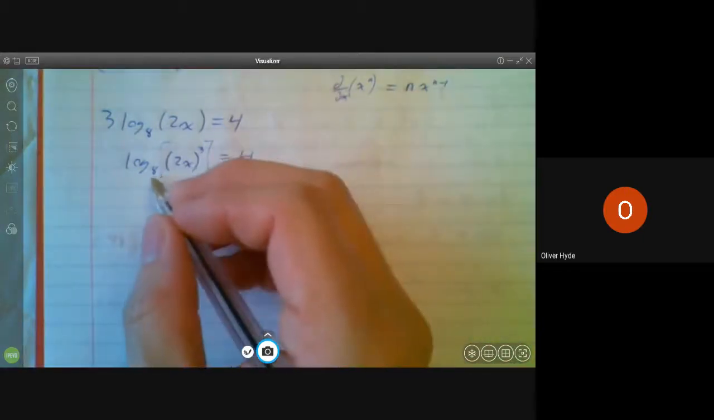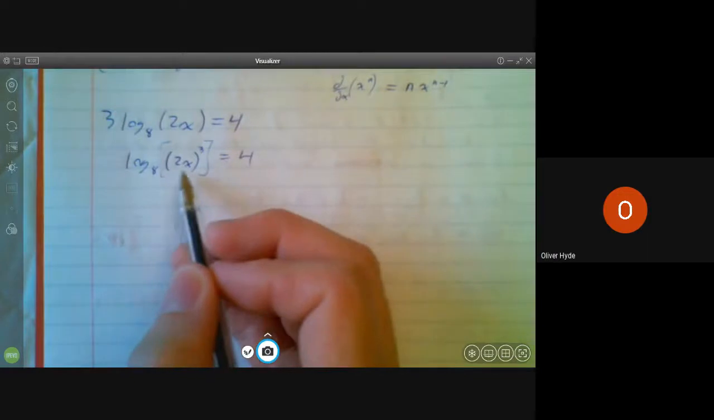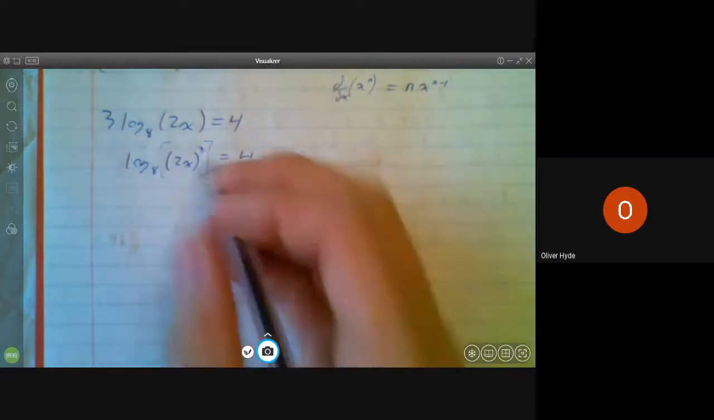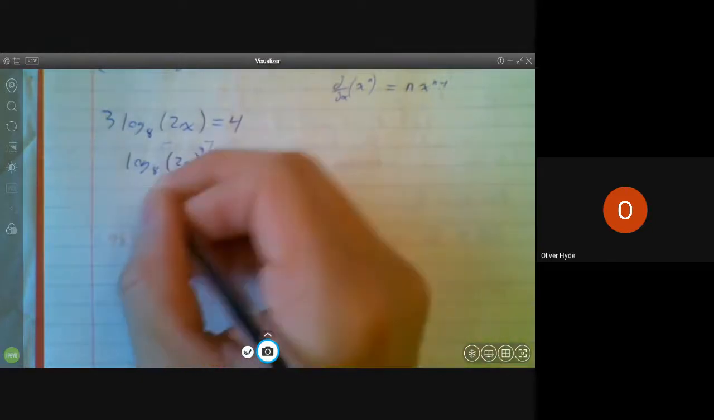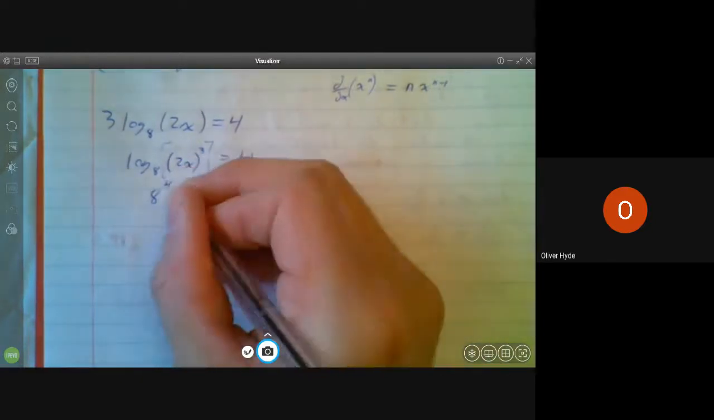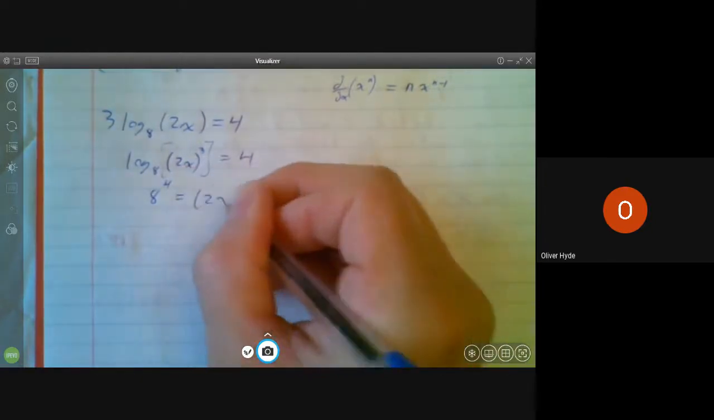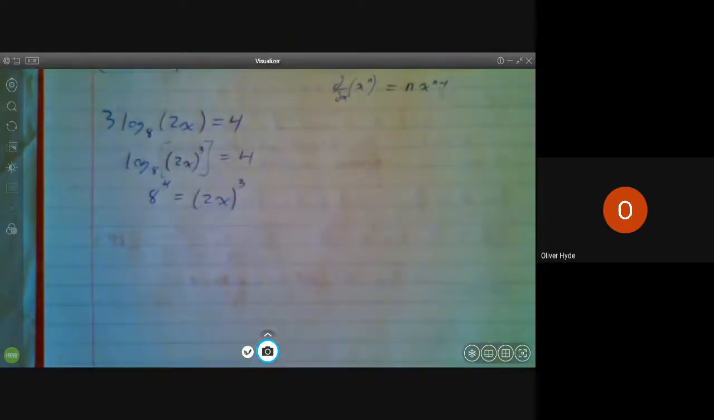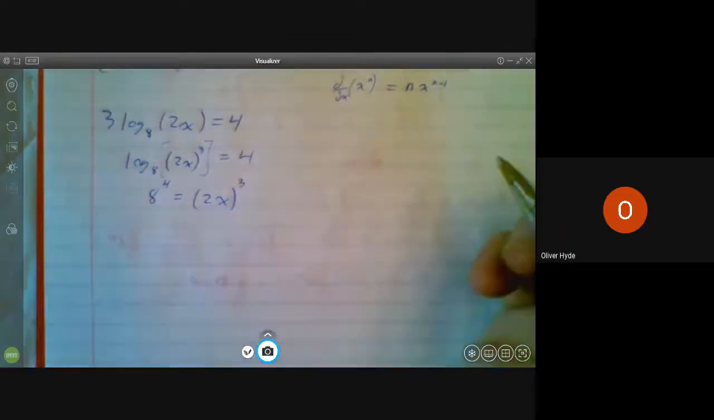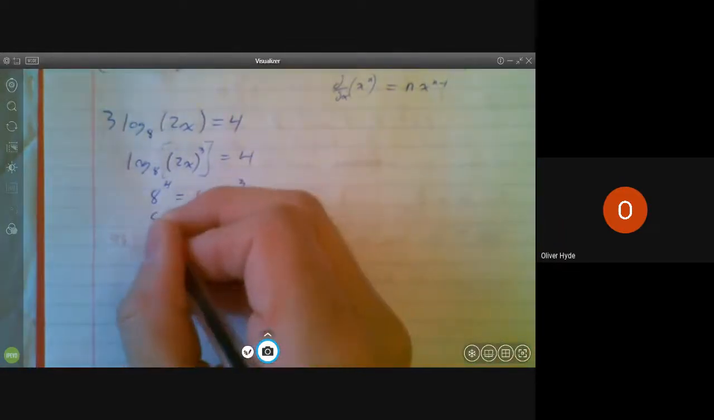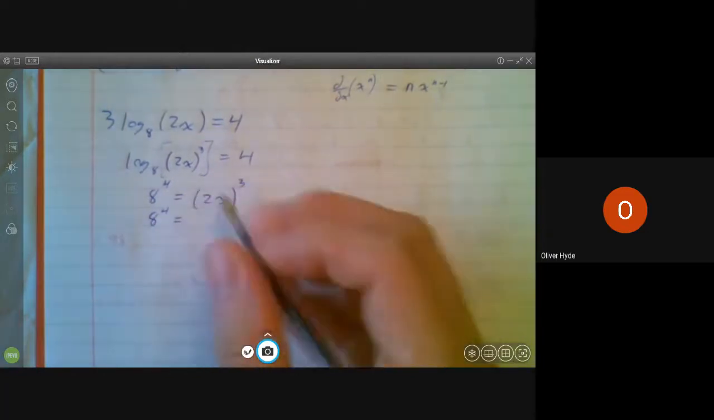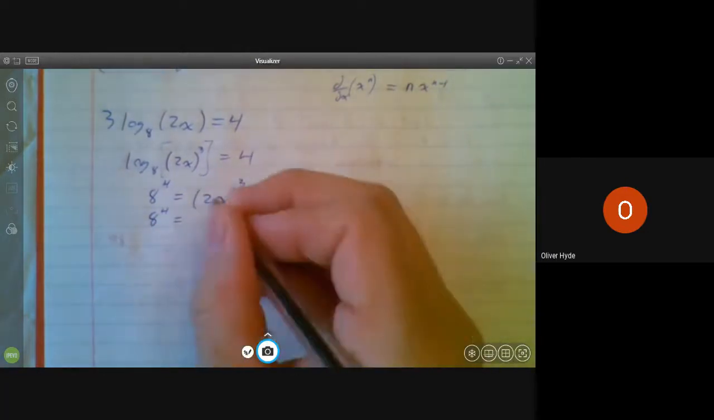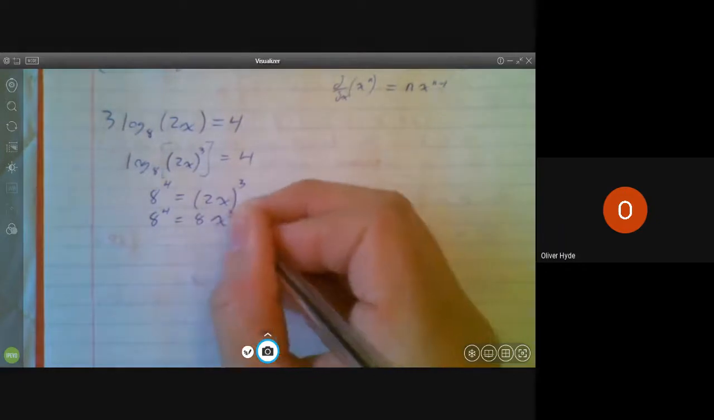Let's go to exponential mode. Log base 8 of the cube of 2x is equal to 4. This means that 4 is the exponent I place on a base of 8 to receive the power 2x cubed. I don't know what 8 to the exponent 4 is, and my calculator is inches away, so I don't want to have to reach for that. Let's simplify the expression on the right-hand side. I'm going to cube 2x, that's the cube of 2, times the cube of x.